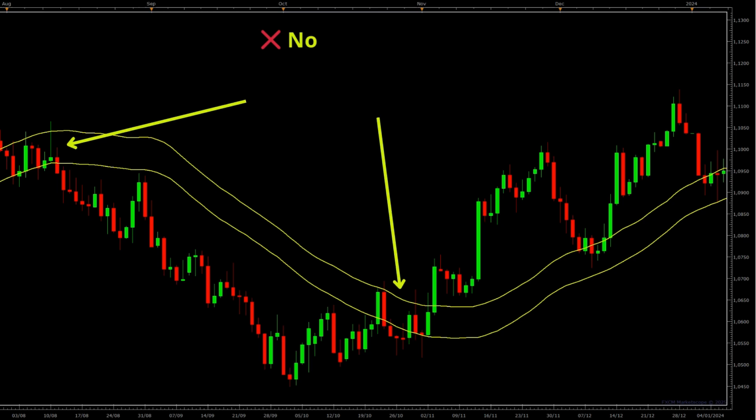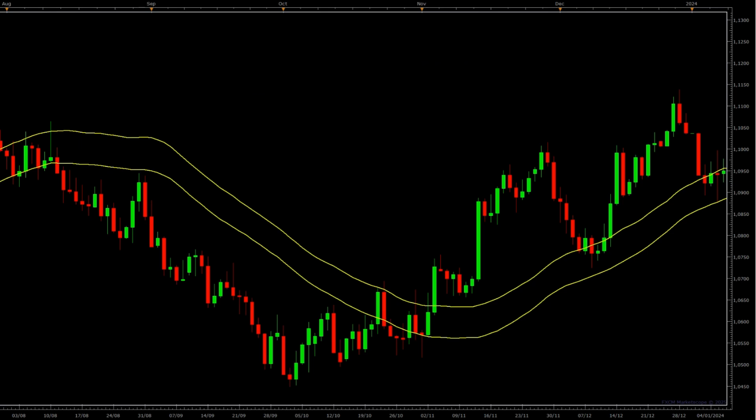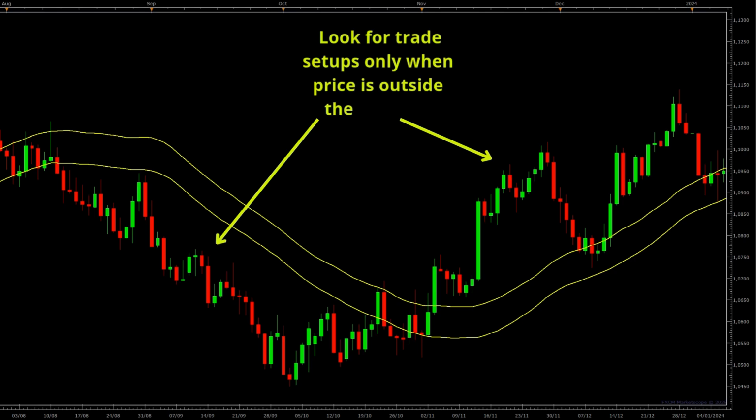Here is a perfect visual example. All the price action happening inside the 2 yellow lines is considered market noise. By ignoring it, we avoid choppy conditions and preserve our capital for better opportunities. Conversely, when the price breaks out and stays outside the channel, like here on the left and again here on the right, it signals that a potential trend is underway. These are the zones where we start paying close attention.